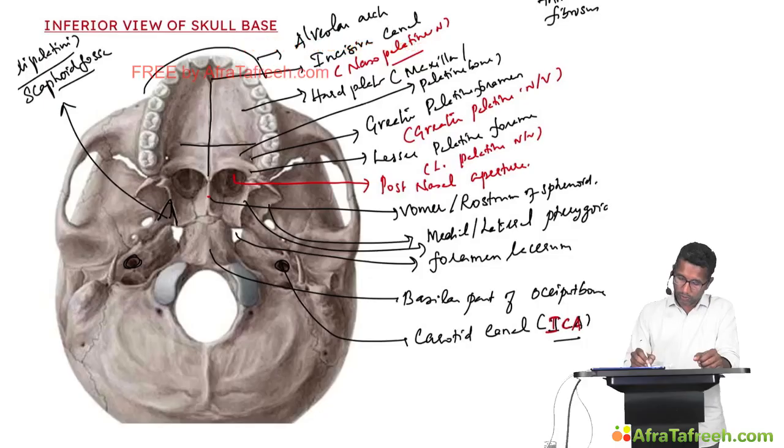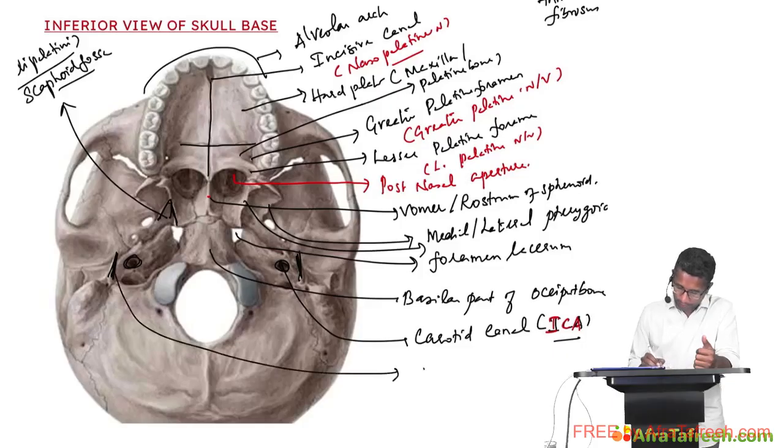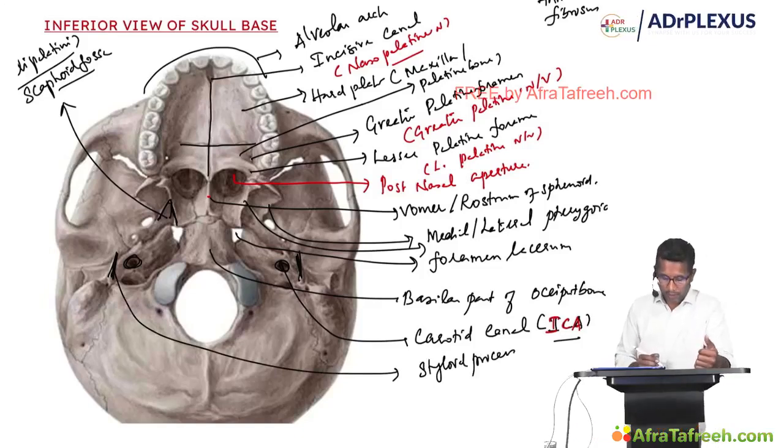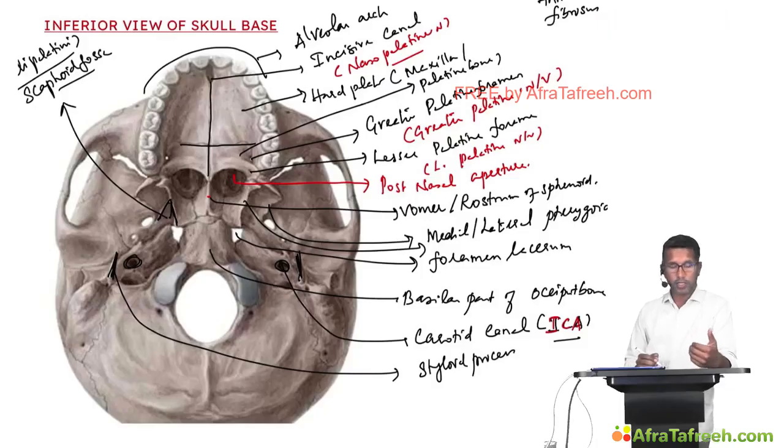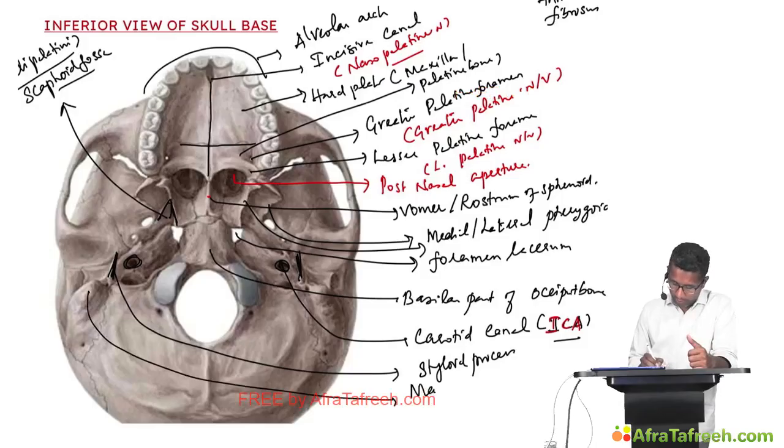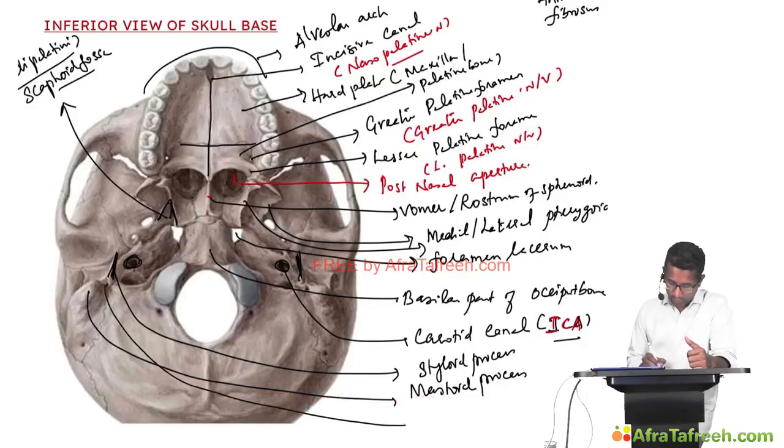When you trace the canal slightly behind, you have a projection here. This bony projection is called the styloid process, and it is separated by a small groove from this bony process, which is called the mastoid process. Between the styloid process and the mastoid process, you get a foramen.